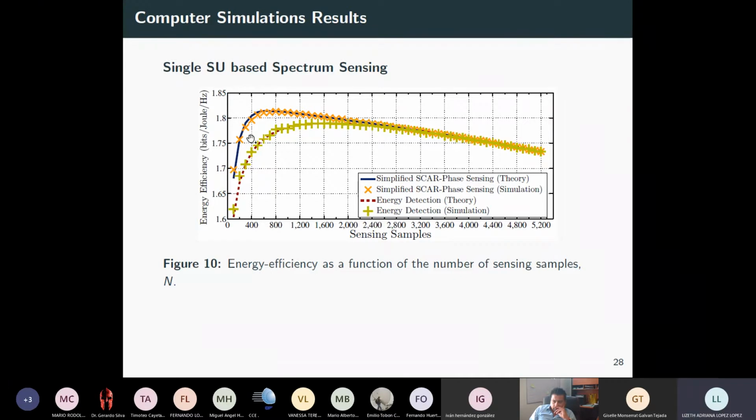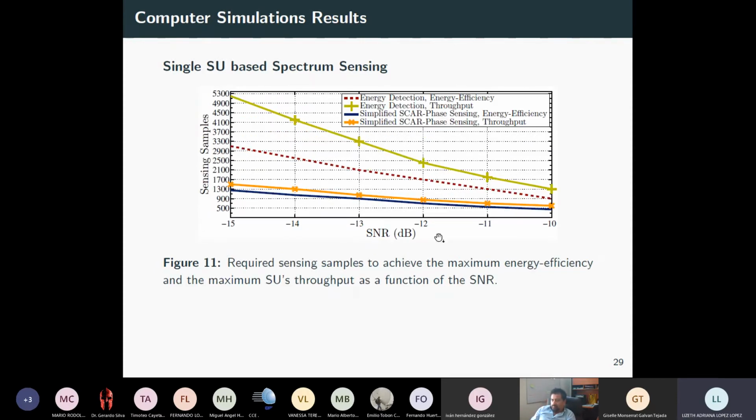So this means that to satisfy a determined detection performance, we can reduce the time for spectrum sensing without compromising the detection performance or the secondary user's throughput, and improve the energy efficiency. And this is shown in this figure, where the number of sensing samples to achieve a maximum energy efficiency and a maximum secondary user's throughput are shown as a function of the SNR.